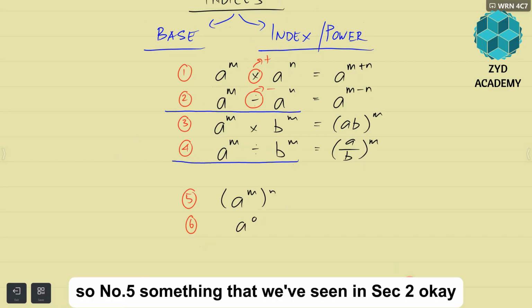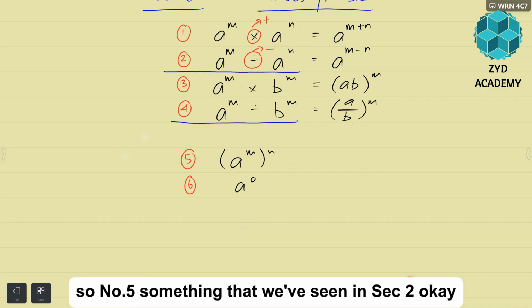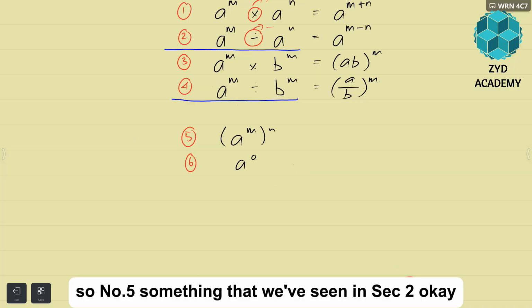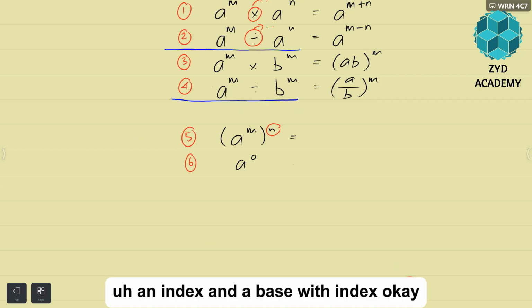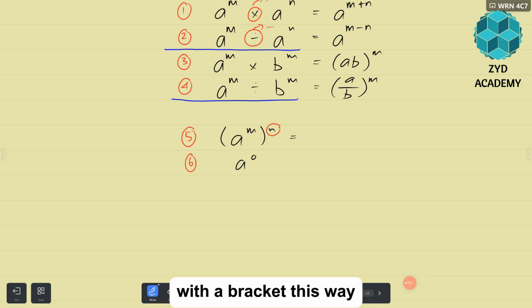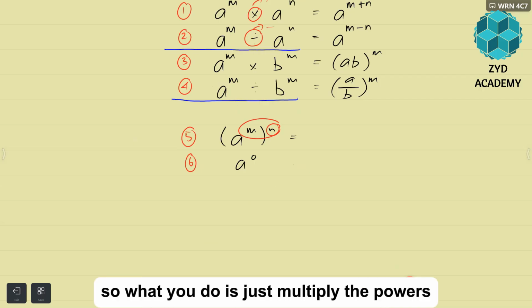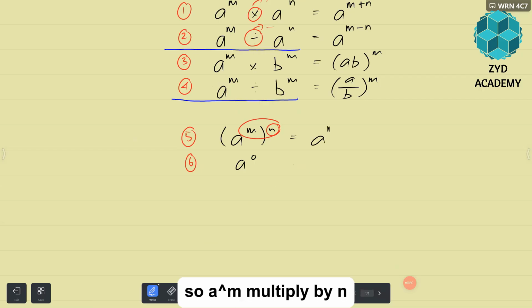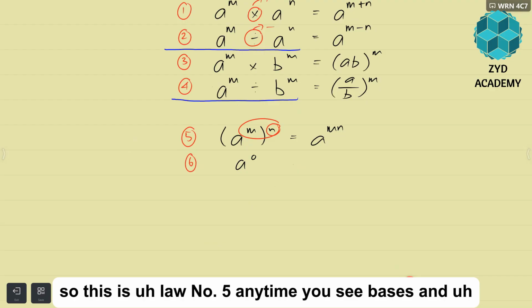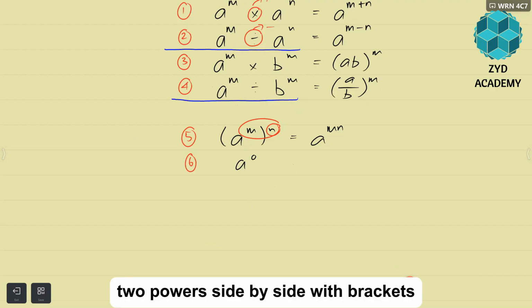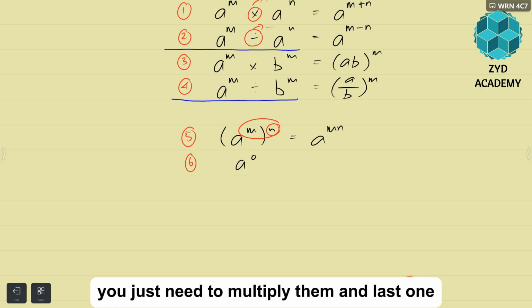All right, so law number 5, something that we've seen in Sec 2. When you have a power outside a base with an index, with a bracket this way, what you do is just multiply the powers. So it's a to the power m multiplied by n. Right? So this is law number 5. Anytime you see a base and 2 powers side by side with brackets, you just need to multiply them.